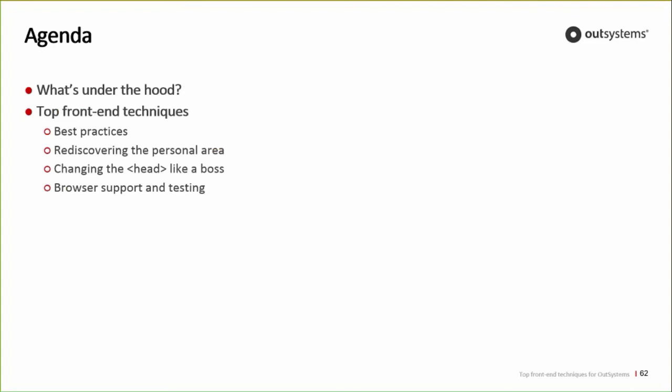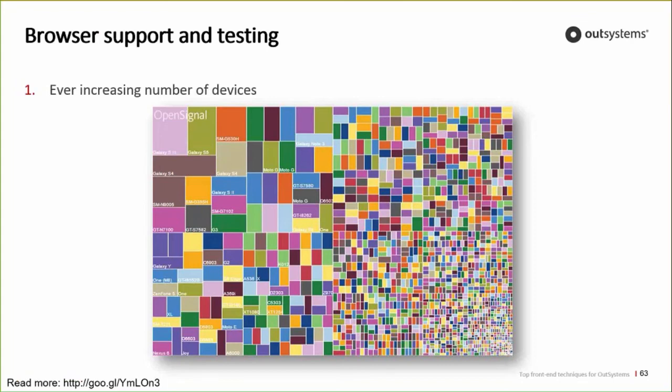Another very important area when talking about front-end techniques is browser support and testing. With an ever-increasing number of devices, and for example in Android, this is the kind of market fragmentation we are looking at. It makes it really, really hard for us to test and be sure that our application is running as expected and looking as expected in every browser. And even if these devices are all Android, there are also different versions of Android.